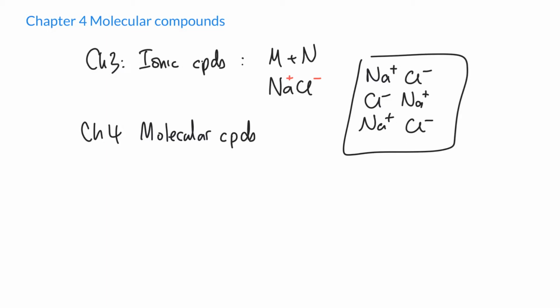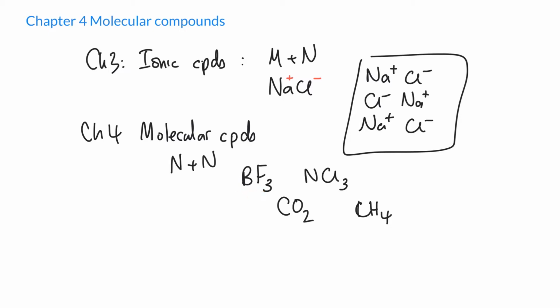CPDS is just my shorthand for compounds, and this is typically when you have two nonmetals taken together. So if you had something like boron and fluorine, this would be a molecular compound. If you had something like nitrogen and chlorine, it would be molecular. And if you had something like carbon and oxygen, it would be molecular. And so on, something like carbon and hydrogen, that would be molecular. So you got two different elements here.